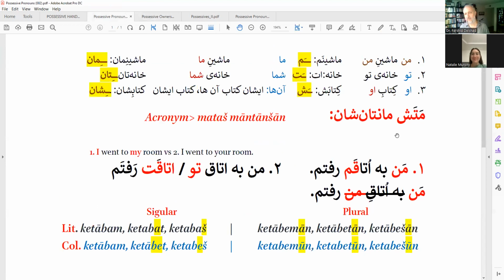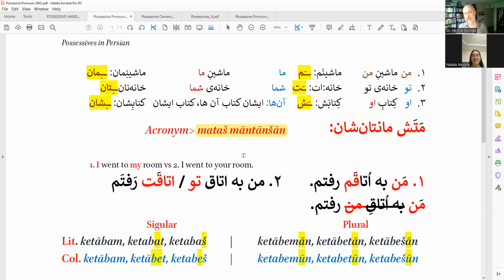Exactly this one, Matash Montan Shan. Just to learn it, that it's kind of an acronym to learn these possessive pronouns at once. So because it's all in one word, right? It's just only two phrases. This Matash Montan Shan. And you know that okay is am, at, ash, and aman, etan, eshan, of course, in a short form. If it helps you, I don't know.